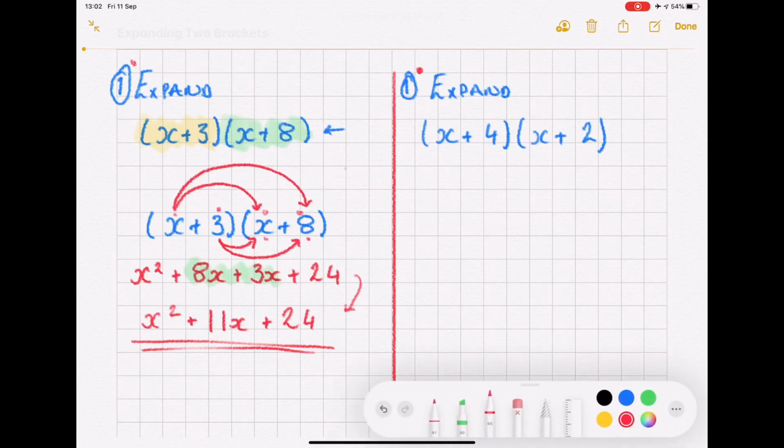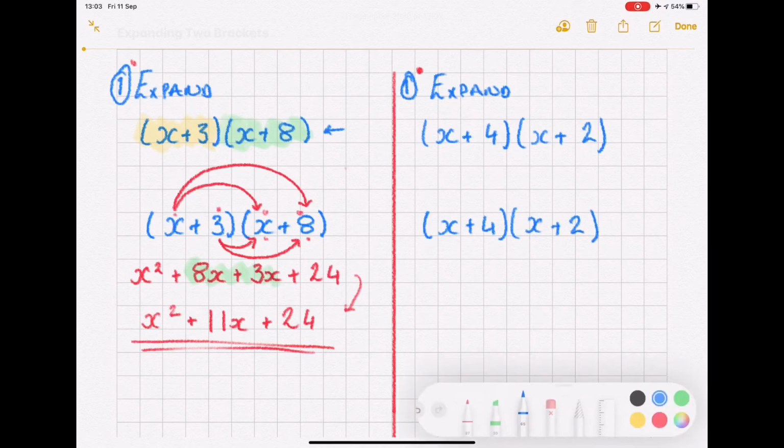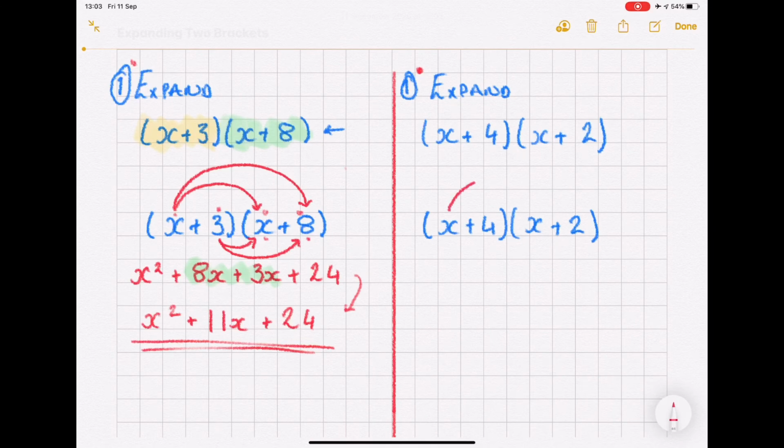Okay, perfect. Hopefully you've had a go at working it out. So let's write it out down here. So we've got x plus 4, x plus 2, two brackets. Let's take this first term and multiply it by that first term there. So we've got x squared.